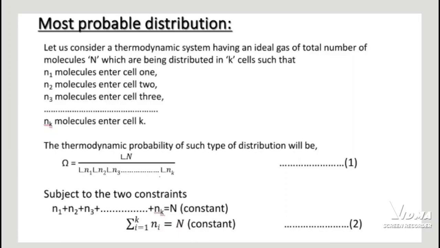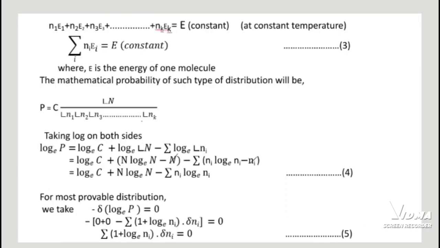The mathematical probability of such a distribution will be P is equal to C into N factorial divided by N1 factorial into N2 factorial, and so on up to Nk factorial. Taking log on both sides, log P is equal to log C plus log N factorial minus summation log Ni factorial. In this equation we can apply the Stirling approximation.